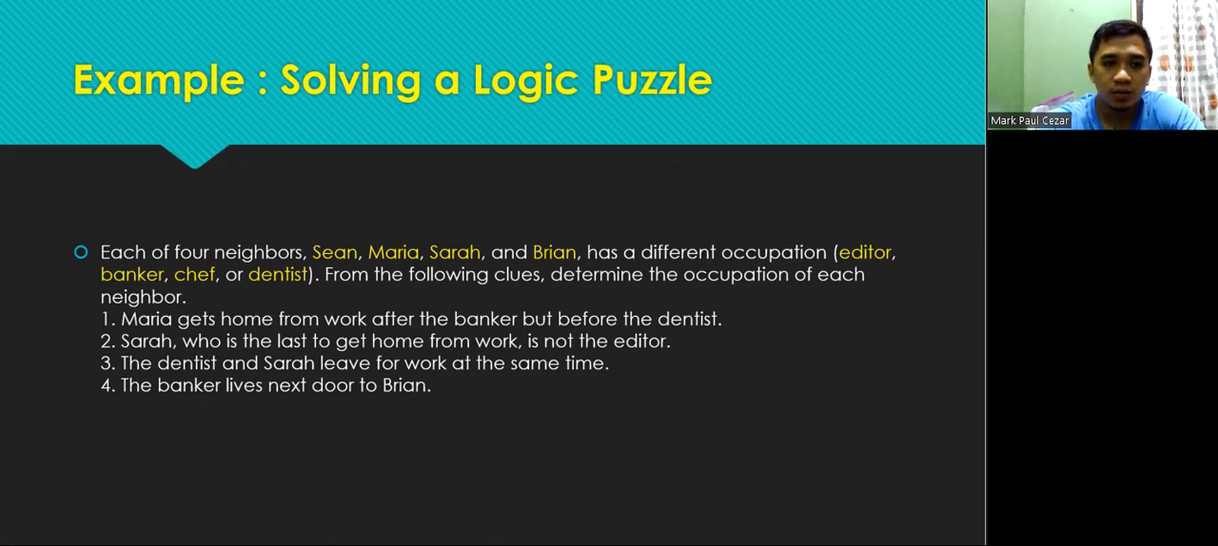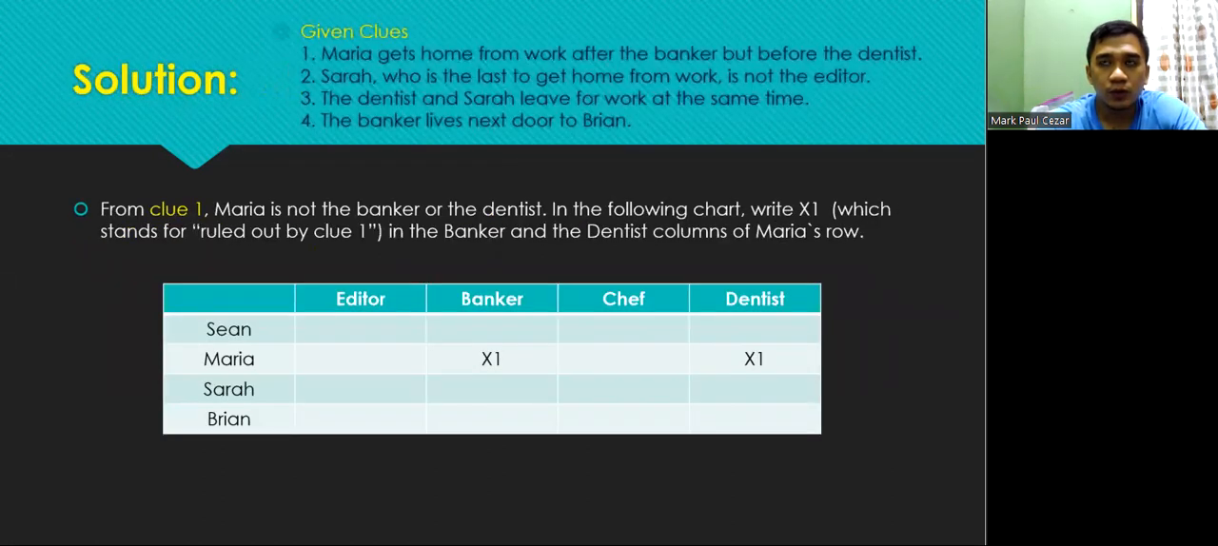The first one is Maria gets home from work after the banker, but before the dentist. The second one is Sarah, who is the last to get home from work, is not the editor. The third one is the dentist and Sarah leave for work at the same time. The fourth one is that the banker lives next door to Brian. So we are going to draw these clues, or put them in a table, so that it will be easier for us to solve this puzzle.